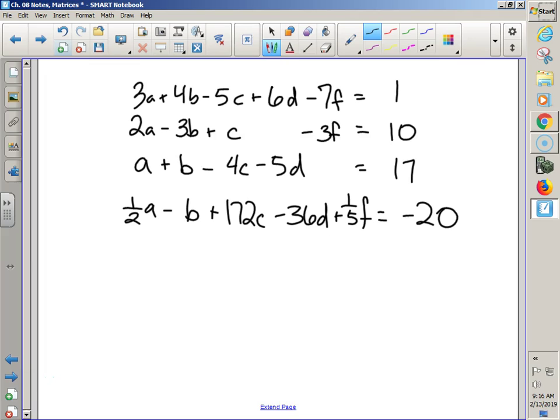Let's not have any a's, and then let's go ahead and have 14b minus 21c plus 34d minus f equals 0.